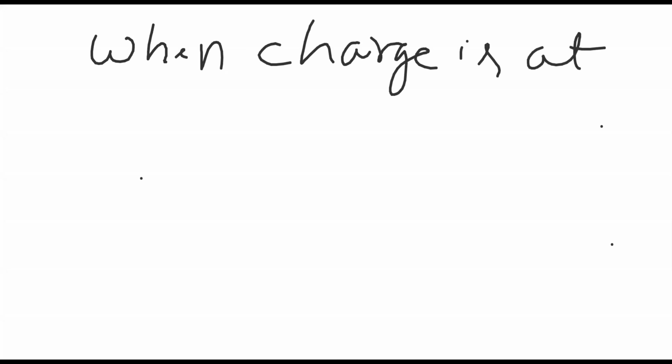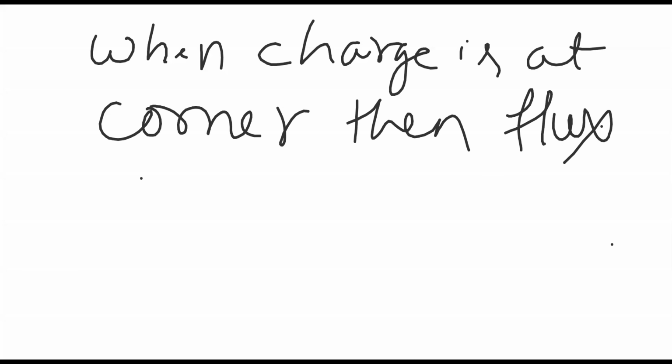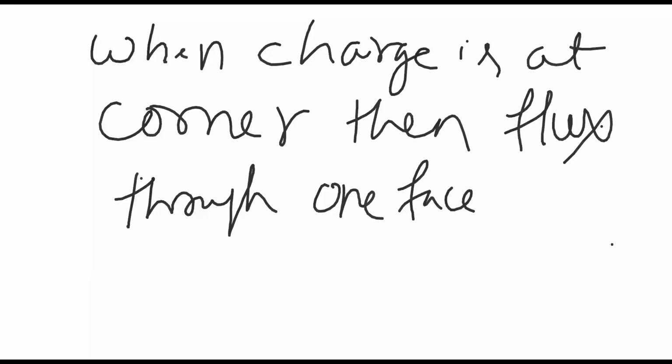When the charge is at a corner, then the flux through one face is q by 24 epsilon naught. This you remember. How is it coming? Already explained last class. How is it coming?